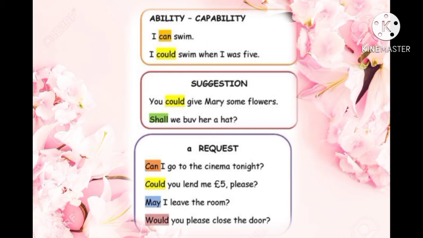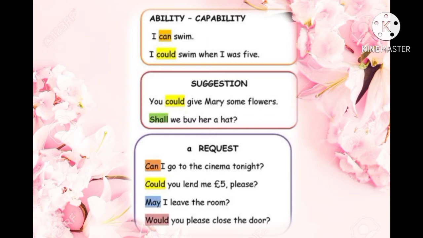Again, suggestions. For suggestions, we are using could and shall. Shall we buy her a hat? It is a suggestion you are giving. Request. This is what I said. You can seek permission, request. For all this, we are using sentences like, can I go to the cinema tonight? Could you lend me $5, please? May I leave the room? Would you please close the door?